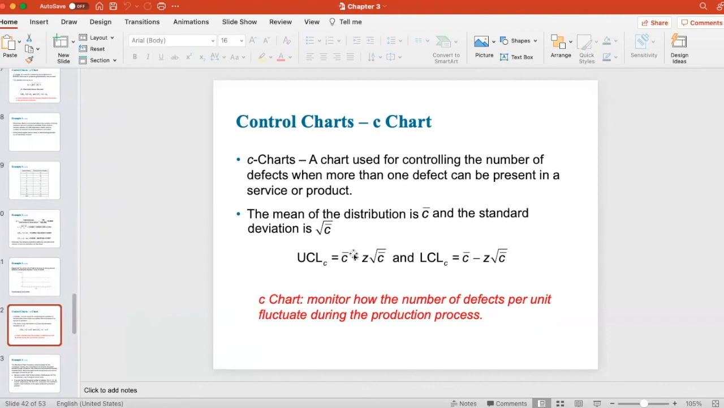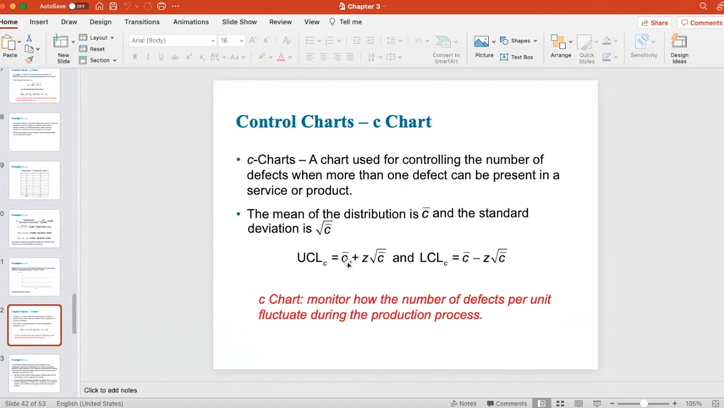Okay, very simple actually. Now, after you get C bar, you can get the corresponding standard deviation, and it is very easy to get. You just take the square root of it. This follows what is called the Poisson distribution. That's why you take the square root. This will give you the corresponding standard deviation.